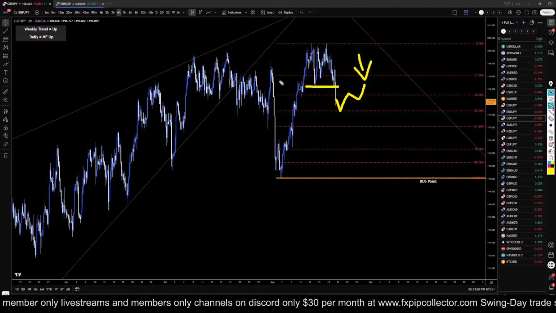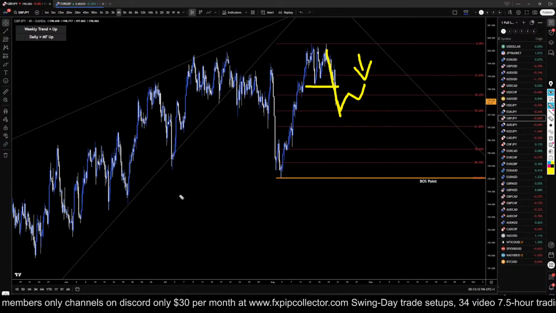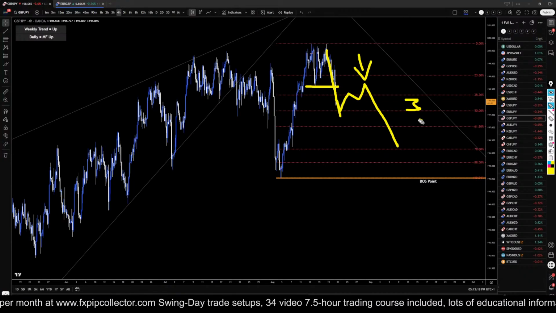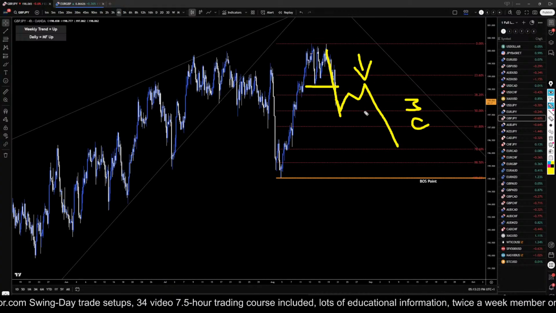These are the trades I always say are like the bread and butter trades, because you have a nice clean break of structure, you have a nice pullback, and then you have a nice continuation entry. And that usually is either a wave three or a wave C. And a wave C or a wave three, either scenario should be a pretty impulsive move.